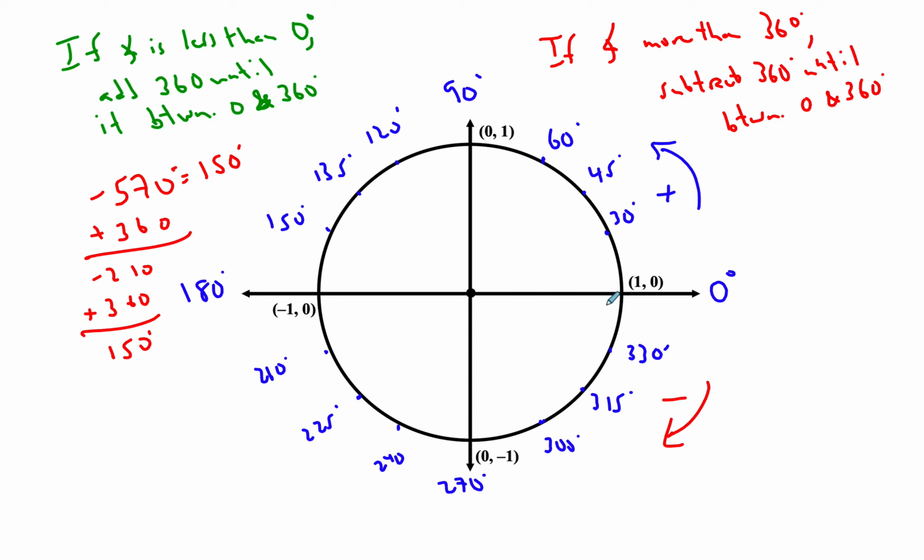Now, that does mean I've gone around enough to get back to here, okay? So simply put, if you've got angles that are more than 360, subtract 360 until they're between 0 and 360. If they're less than 0, like negative, right, then you add 360 until everything works out. So that's how you deal with angles more than 360 or less than 0.